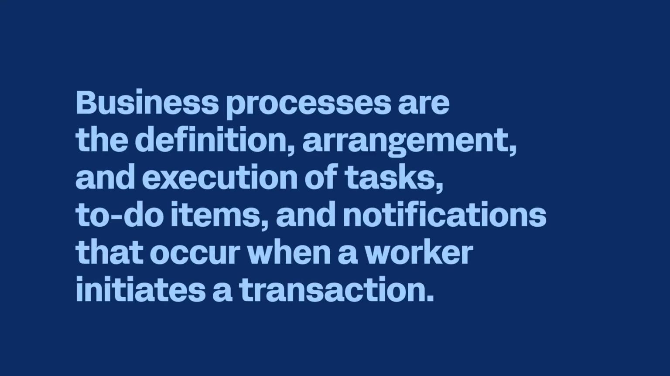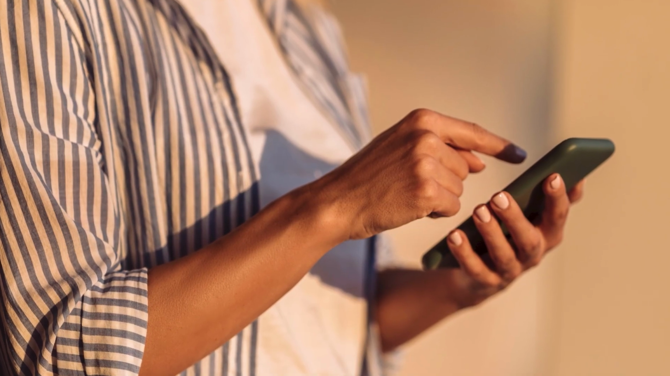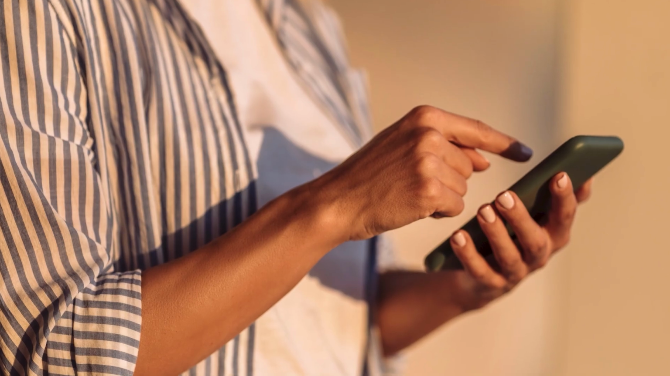Business processes are the definition, arrangement, and execution of tasks, to-do items, and notifications that occur when a worker initiates a transaction. Business process definitions can sometimes be simple, meaning they don't require approvals or additional review steps. But depending on your needs, you can also configure these definitions to have additional steps that meet unique requirements. There are many Workday benefits business processes and sub-processes. Each one defines the steps, step order, and group responsible for acting on or approving benefits event transactions.